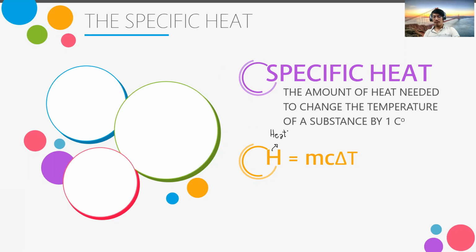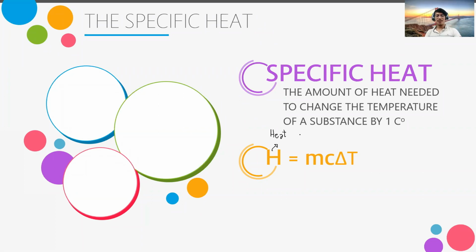It could be heat that is added or heat that is removed. Okay, so pwede kasi mag-add ka ng heat. For example, when you want to boil water, so ano ang gagawin mo para mag-boil ka ng water? So ang gagawin mo, you add heat. Tama, no? Magdadagdag ka ng heat.